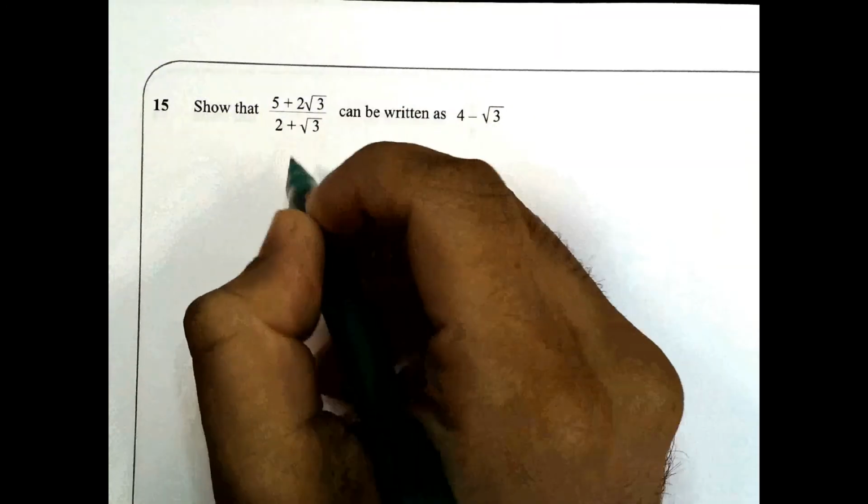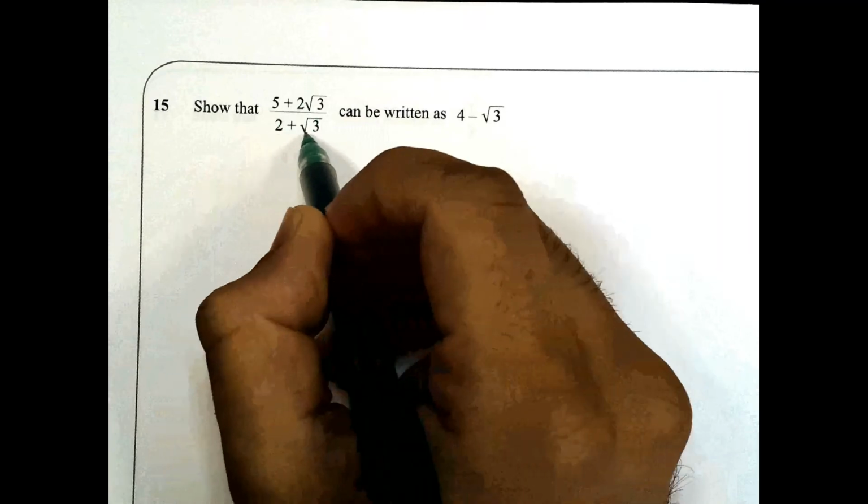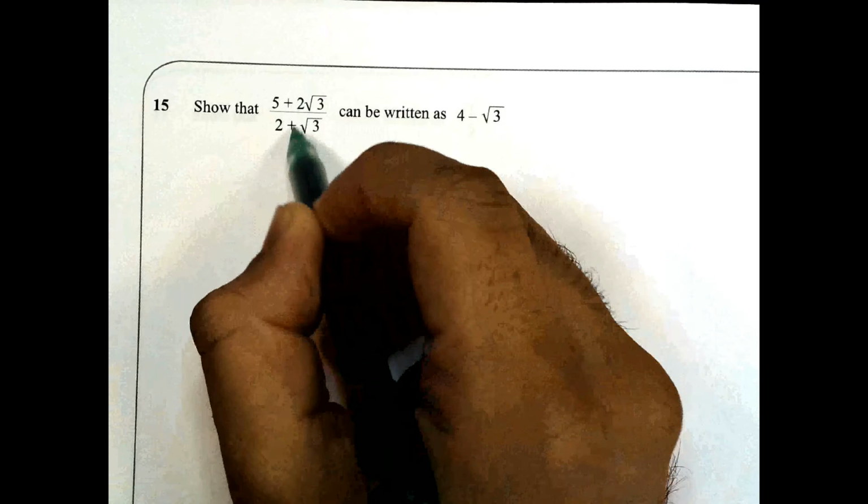The question is, what am I going to times it by? Because if I times it by 2 plus root 3, then at the bottom, I'm not actually going to cancel out my surd.